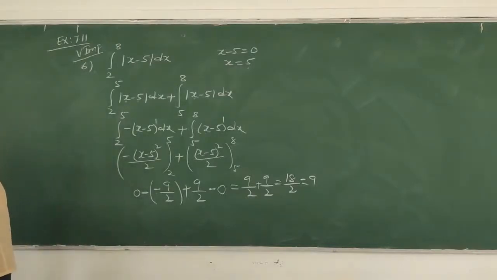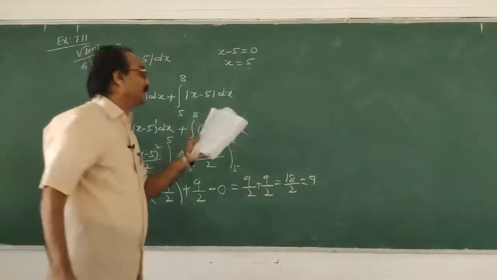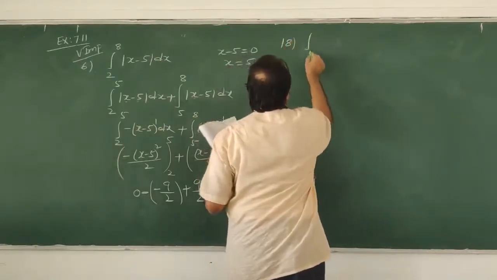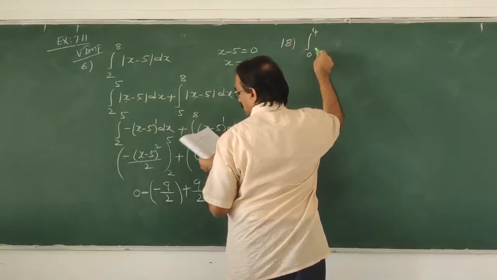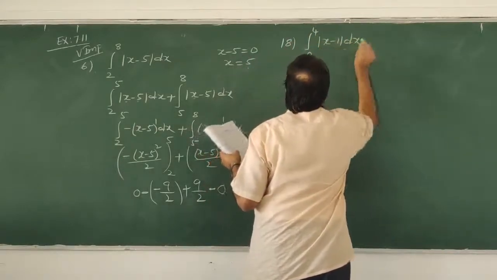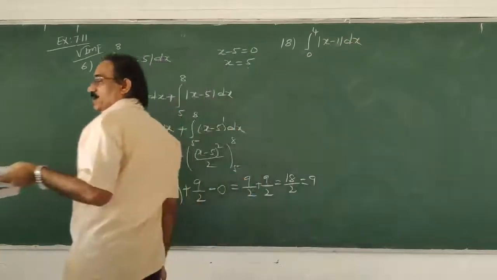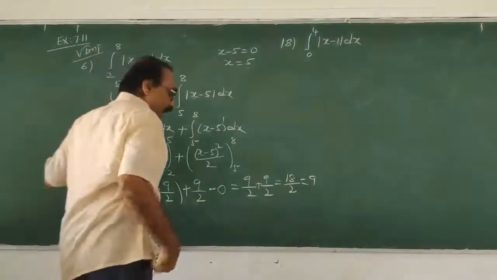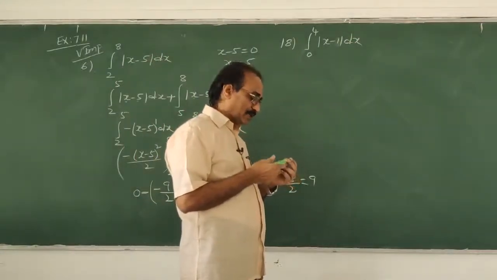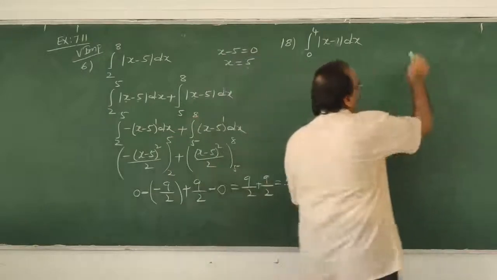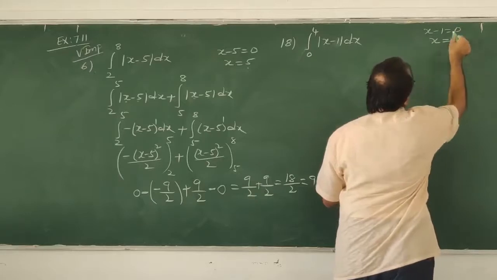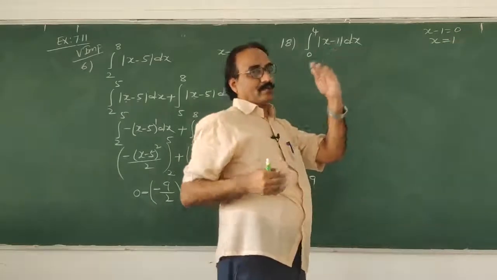Now we'll move to the same type of problem, 5, 6. Again the 18th problem. Definitely you people will say this one: integral 0 to 4 of mod of x minus 1 dx. This is given already, in the examination also. According to your statement, whatever is inside the mod, first of all we should make 0. Now x minus 1 is equal to 0, which means x is equal to 1. So your limit is going to be above 1 and below 1.